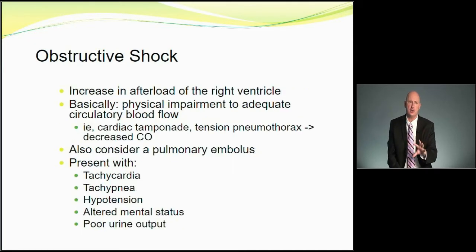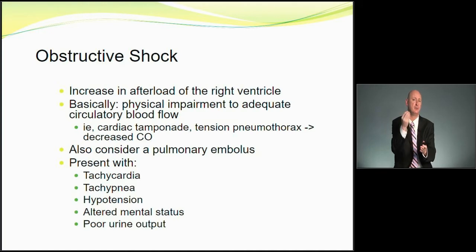In obstructive shock, there's an increase in afterload of the right ventricle. So think of afterload and preload again. All right, you've got to keep that in mind too. So you've got a physical impairment that is affecting circulatory blood flow. Okay, do you have a cardiac tamponade, tension pneumothorax? All these lead to decreased cardiac output. So obstructive shock can occur from tension pneumothorax. So this is why I stated earlier in this talk that tension pneumothorax is a true emergency.